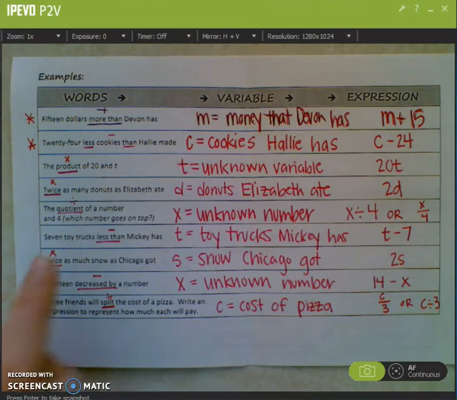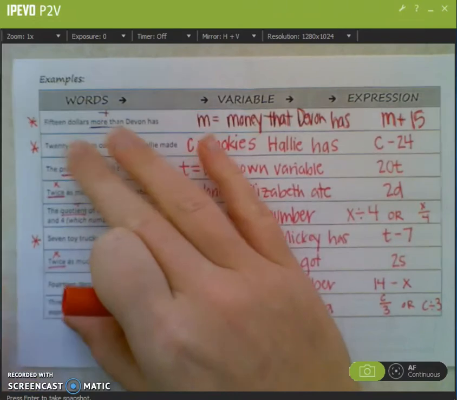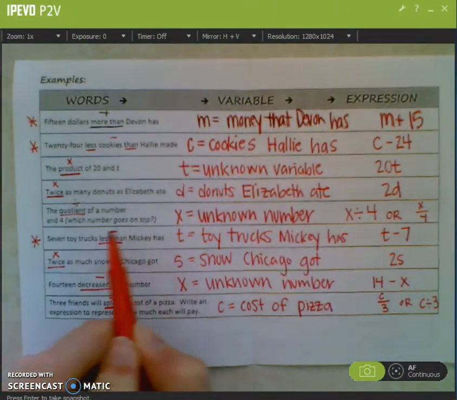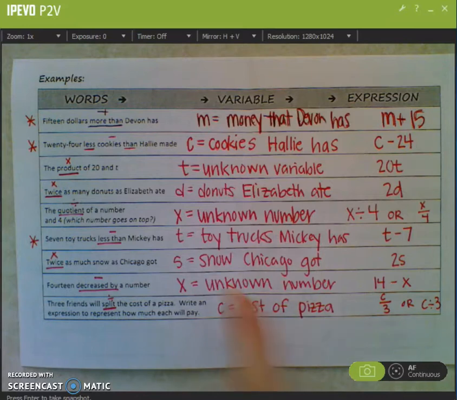So, 7 toy trucks less than Mickey has. Less than is a subtraction word. It's also one of those words we talked about earlier that kind of goes in backwards order, because 7 less than Mickey has, well, we have to do Mickey's minus the 7. So I said T. You could have picked A through Z to represent toy trucks Mickey has. Make sure that you're writing an entire phrase there, not just toy trucks.